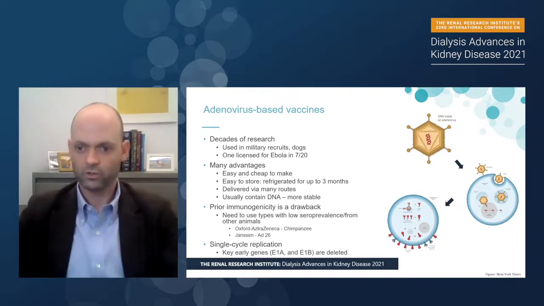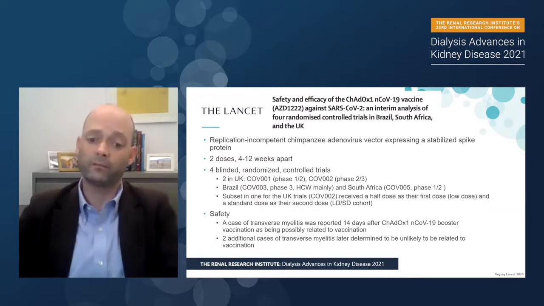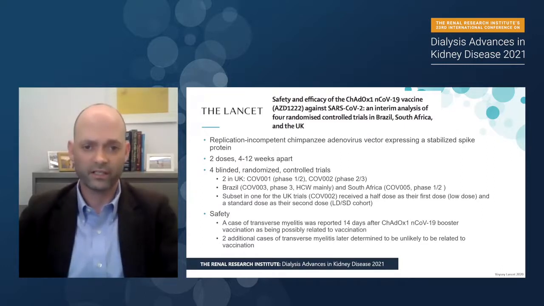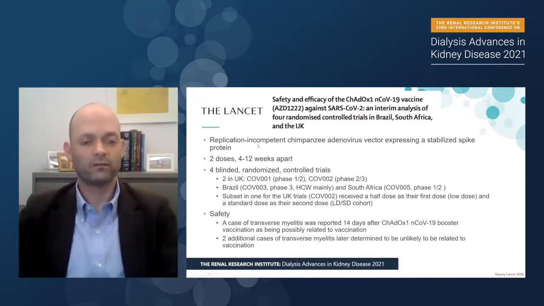So on to the actual vaccines. The one that has made most of the news is the Oxford AstraZeneca vaccine, called ChAdOx1 nCoV-19. Now, this is not approved in the United States, but it is still an important vaccine to discuss, as it will be the centerpiece of the worldwide vaccination led through COVAX. The Oxford vaccine is a replication-incompetent chimpanzee adenovirus vector that expresses a stabilized spike protein. It's 2 doses, 4 to 12 weeks apart.